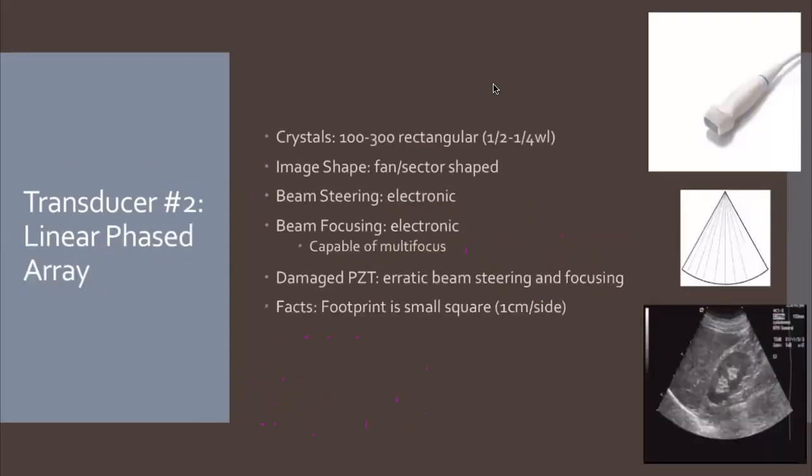Transducer number 2 is a linear transducer. This one has 100 to 300 rectangular shaped PZTs. These PZTs are 1/2 to 1/4 wavelength in size. And so this is something you're just going to have to memorize again. The shape of the image is fan or sector, and this one often throws people off because the word linear is here. So this seems very odd. How is it a linear transducer?